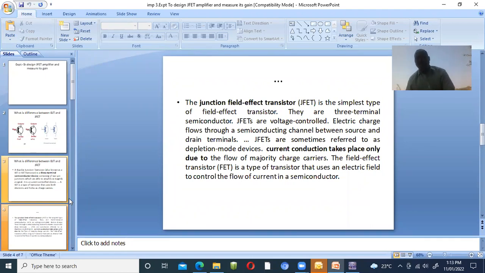And as I already told, in the case of JFET current conduction takes place due to only majority carriers, that is either electrons or holes. That is the thing with respect to the field effect transistor.